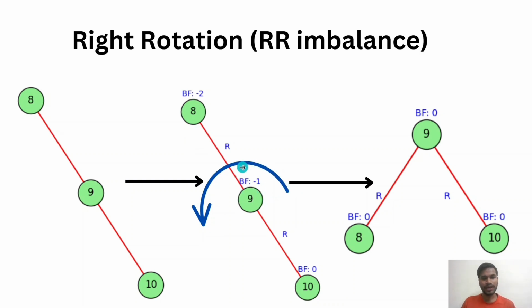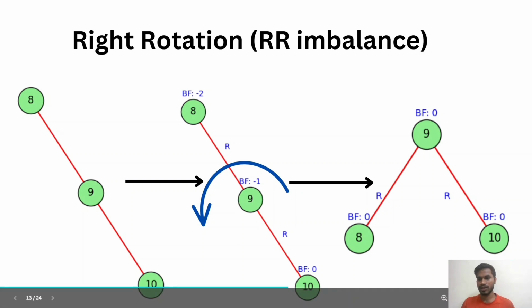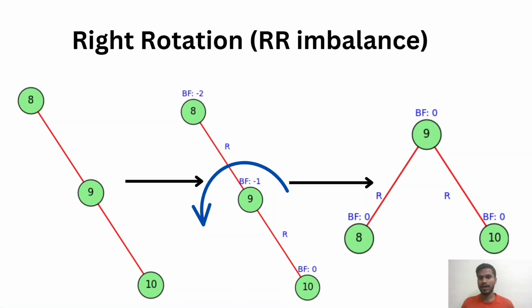So we can make a rotation in anti-clockwise direction through this node edge, and we will get the structure in this format. Now the balance factor of all these nodes are 0, which makes it a balanced tree.